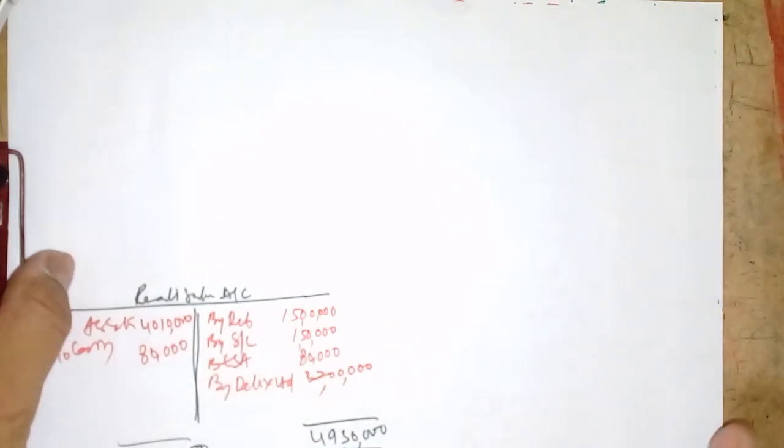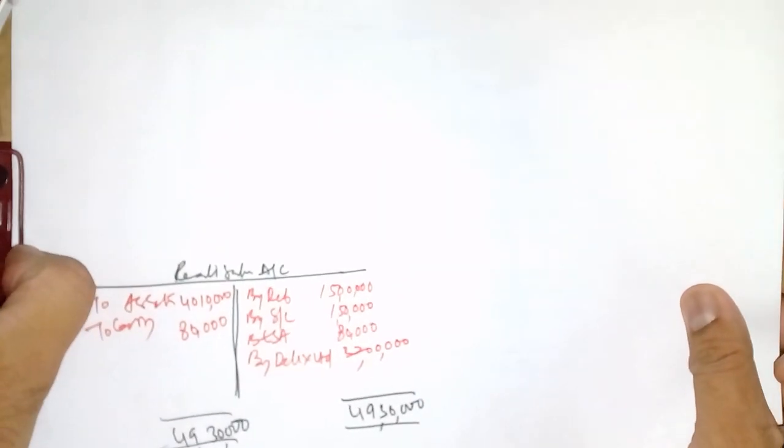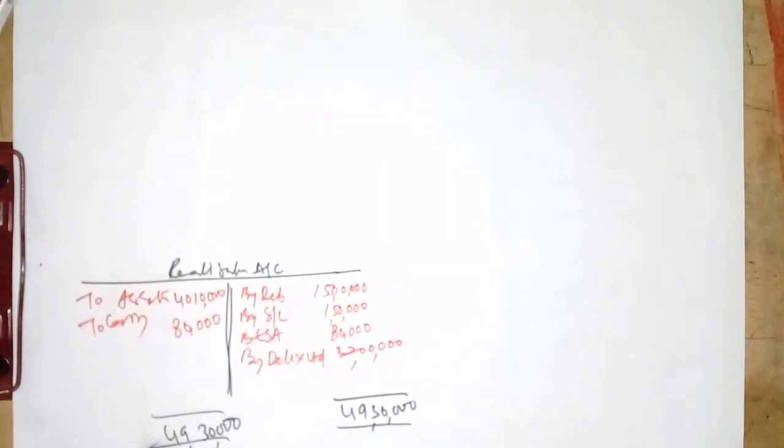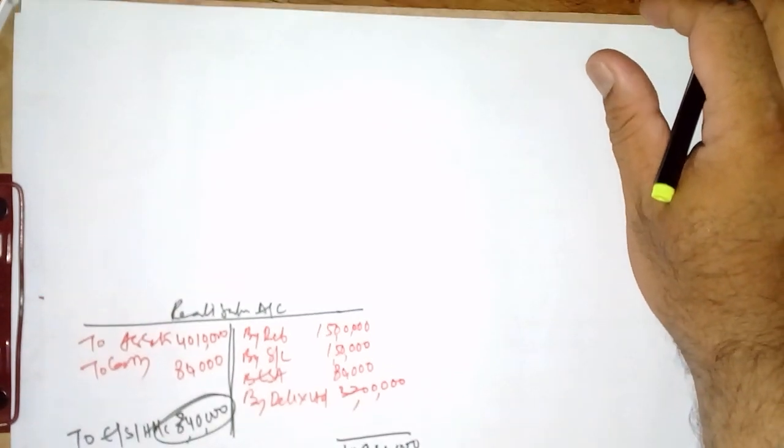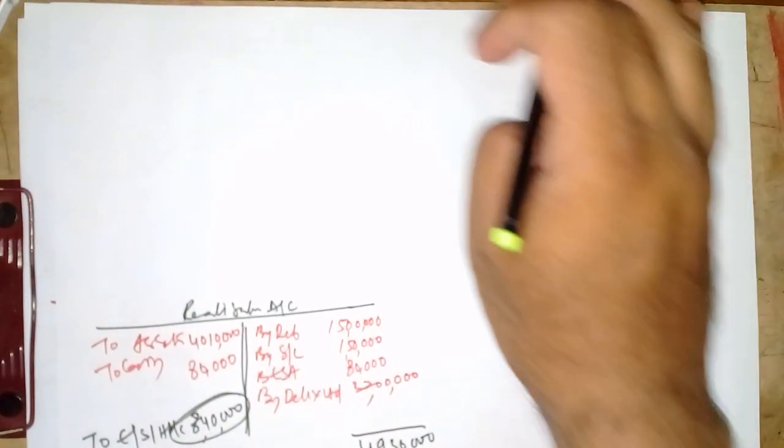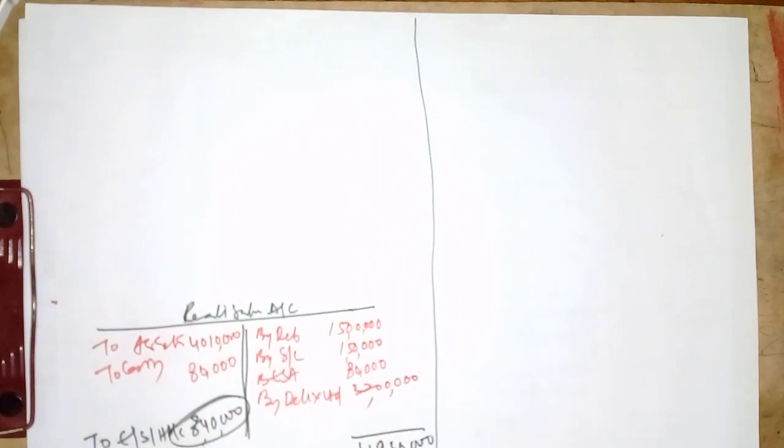Right. So once we write 49 lakhs 30,000 as the greater value, then the balancing figure goes to the equity shareholders account. So this is the realization profit: 49 lakh 30,000 minus 40 lakh 10,000 minus 80,000, that equals 8 lakh 40,000. So 8 lakh 40,000 is the realization profit. Once we calculate the realization profit, next we need to pass the journal entry for it. So what is the journal entry we need to pass?